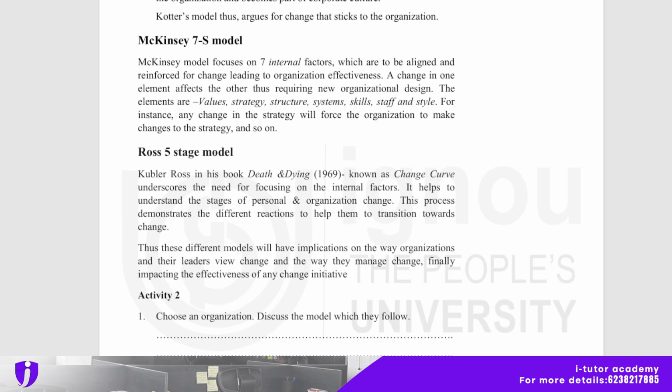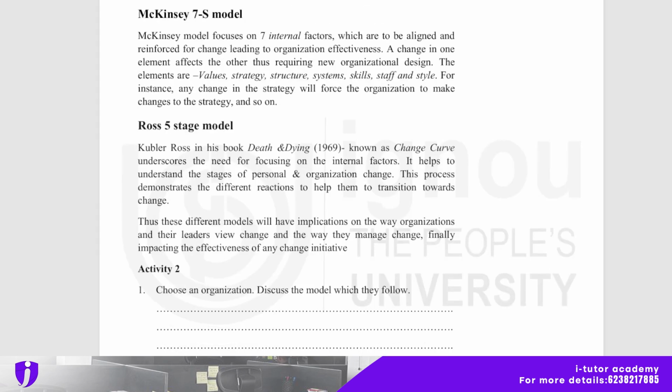Thus, these different models will have implications on the way organizations and their leaders view change and the way they manage change, finally impacting the effectiveness of any change initiative.